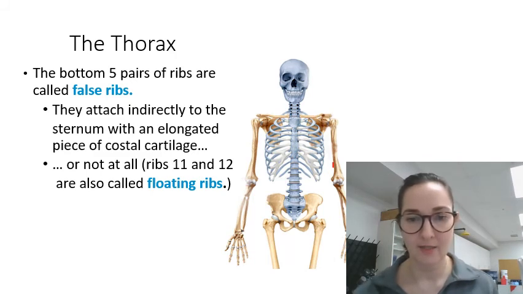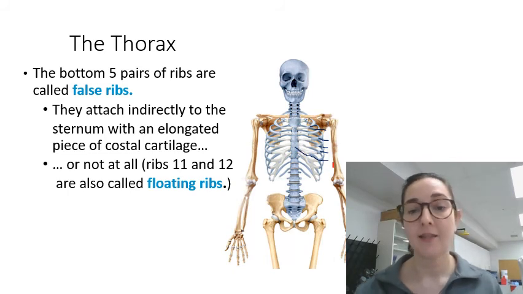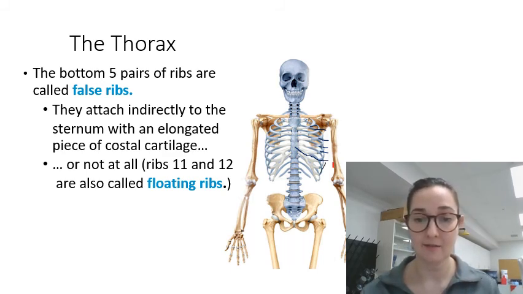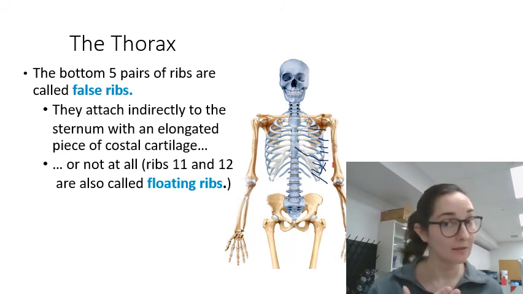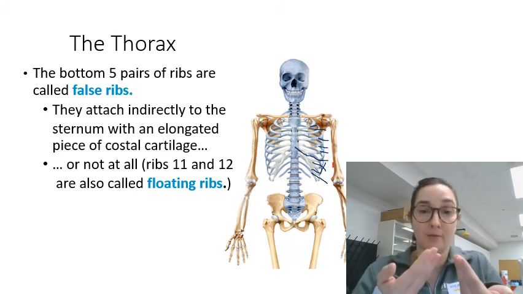So if we count through these ribs and we go 1, 2, 3, 4, 5, 6, 7, those are the true ribs. So we can look and see that those guys are attaching all the way to the sternum. Then your next 3 pairs, so ribs 8, 9, and 10, those ones do not connect directly to the sternum, but they connect via costal cartilages to the rib directly above them, right?